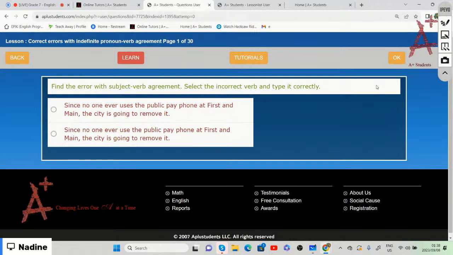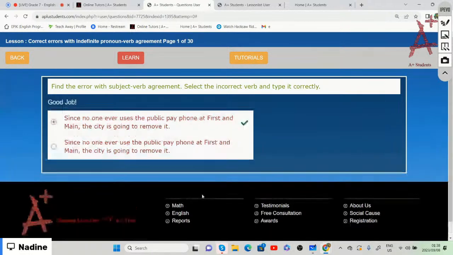So we either need to select the subject verb, either uses the public payphone or use no one. Since no one use, so we can say since no one uses the payphone.